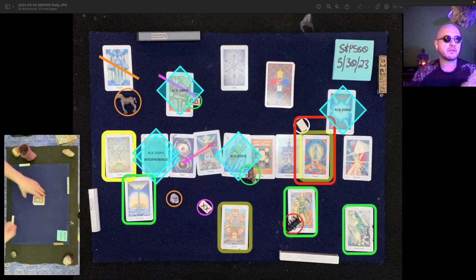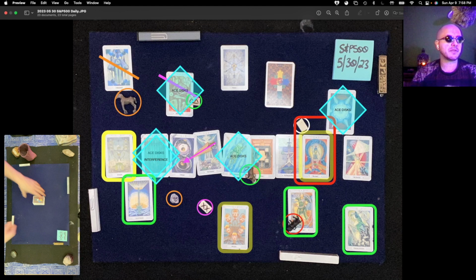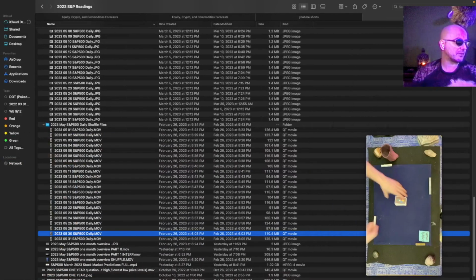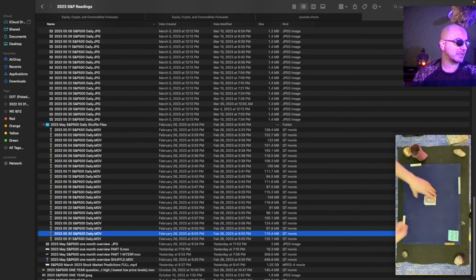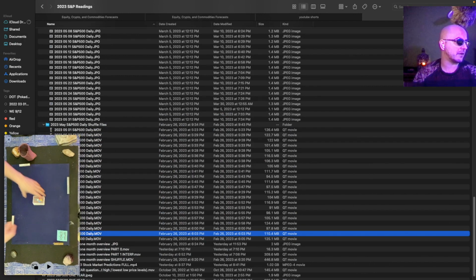This is the S&P 500 one-day reading for May 30th, 2023. It's currently April 9th, 2023, 7:58 p.m. Eastern Time. And this shuffle file we're about to play was created on February 26th, 2023 at 6:03 p.m. Eastern Time. That's this file right here.